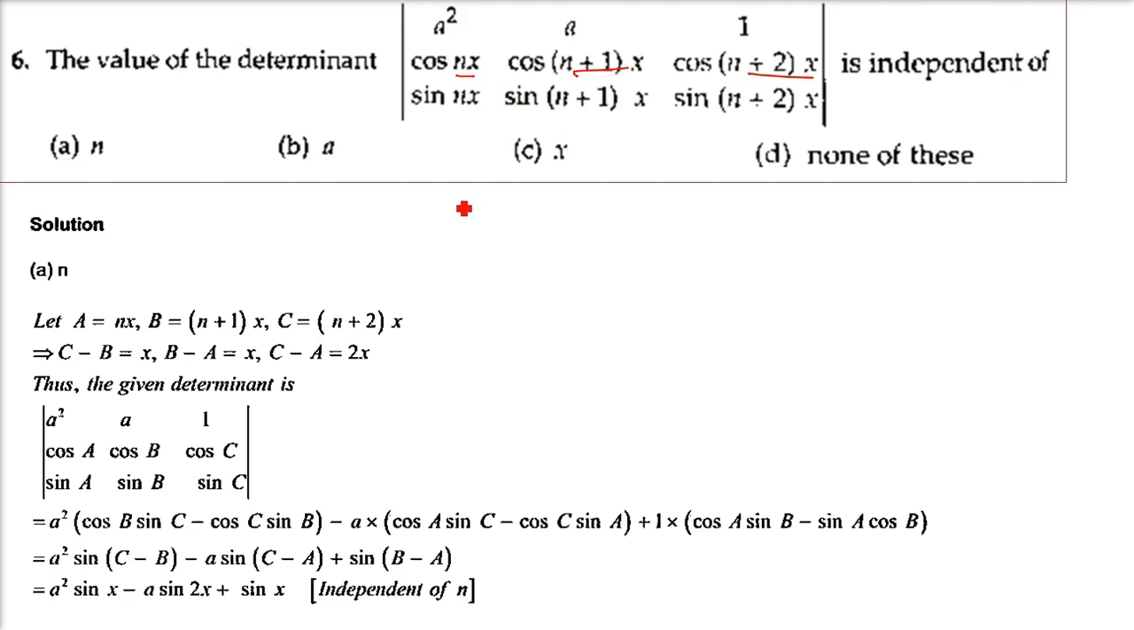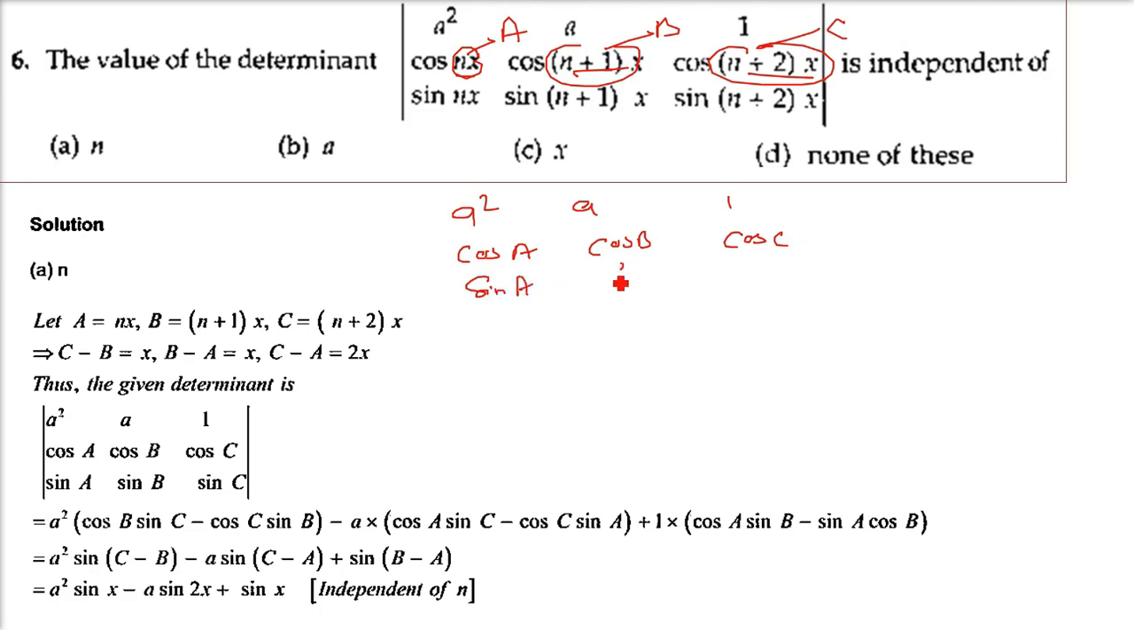And then before that, assume nx to be A, n plus 1x to be B, n plus 2x to be C. So you have A square, A, 1, cos A, cos B, cos C, sin A, sin B, and sin C, right? So let us open it, and there is an expression you need to remember: cos A sin B minus sin A cos B is equal to sin of A minus B.